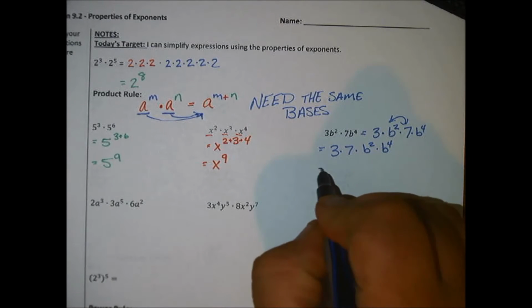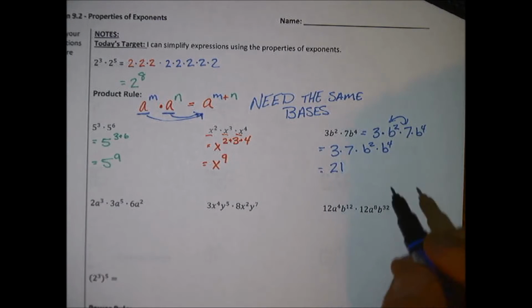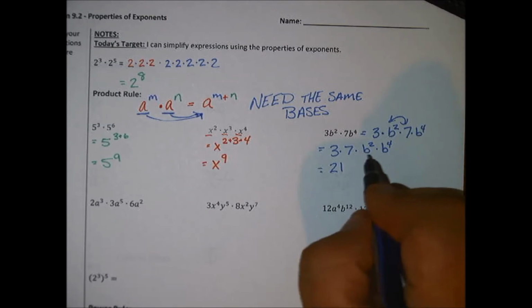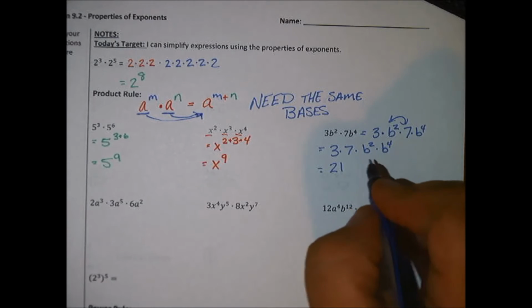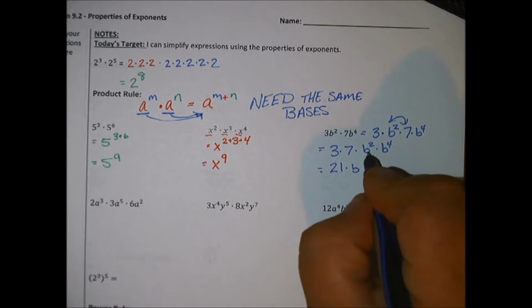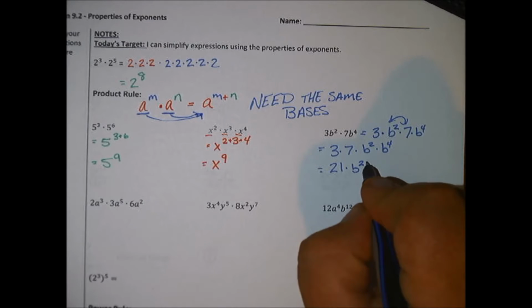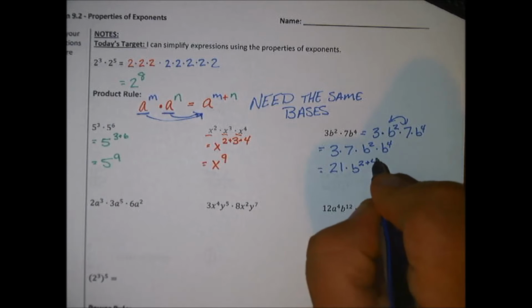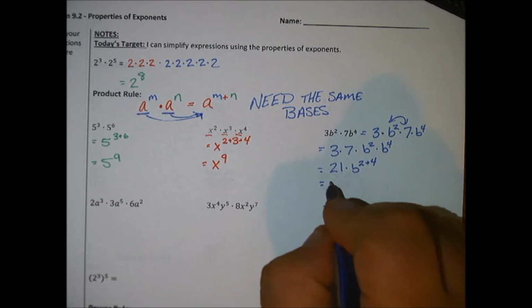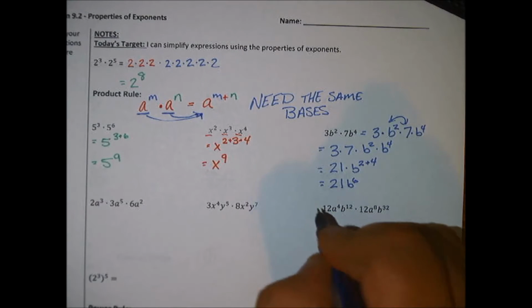So what's 3 times 7? Well, Mr. Gall, that's 21. There we go. And then we're going to be dealing with this product rule right here. Okay, this is where today's stuff comes into play. So b to the second times b to the fourth is b to the, wow, 2 plus 4. So that's 21. 2 plus 4 is 6.